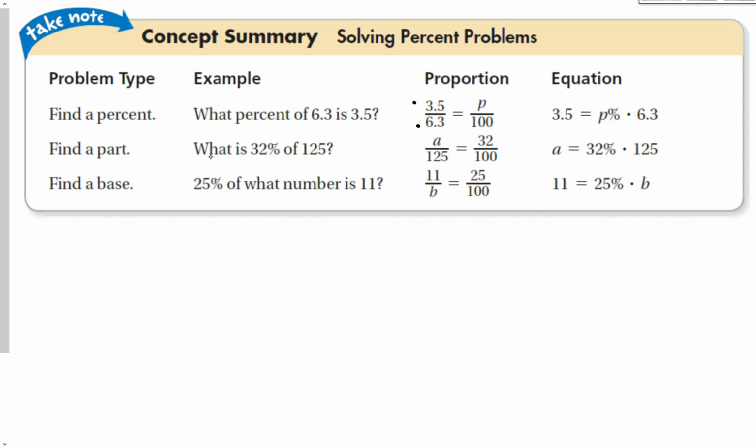What is 32% of 125? A over 125 is equal to 32 over 100. There's my proportion. Or A is equal to, got to change this to a decimal to work with it, 0.32 times 125. Percent of what is 11? So now the percent proportion is going to be 11 over B is equal to 25 over 100. And same thing now. Now my answer, my part is going to be on the left-hand side.